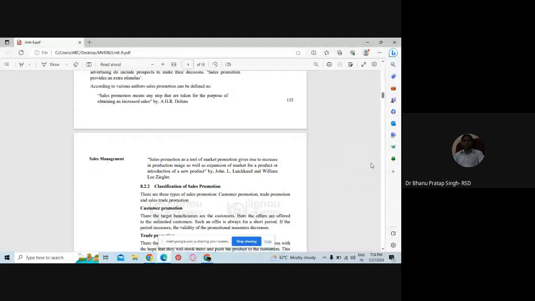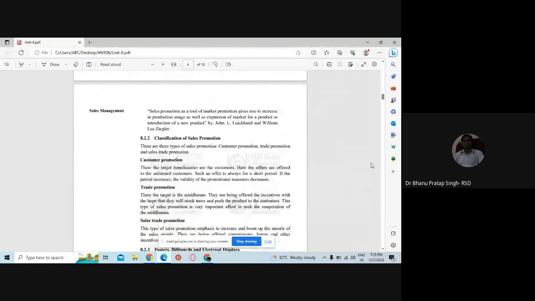Classification of sales promotion. There are three types of sales promotion. One is customer promotion, the second is trade promotion, and the third is sales trade promotion. Customer promotion has a target beneficiary, the customer, and here the offers are being offered to unlimited customers. Such an offer is always for a very short period. You must have seen in many products where the offer is very limited and it is open to all.